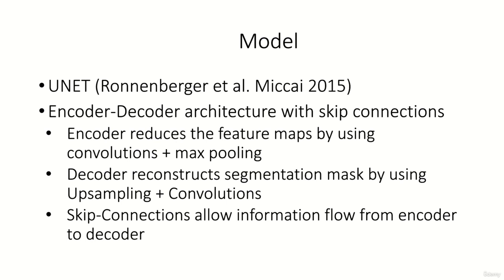The encoder has the task of reducing the feature maps by using normal convolutions and max pooling layers. In contrast, the decoder has to reconstruct the segmentation mask based on the original image and the features by using upsampling layers and also normal convolutions. Last but not least, the use of skip connections allows an information flow directly from the encoder to the decoder. This drastically reduces the problem of vanishing gradients. The next slide shows a possible representation of this model.